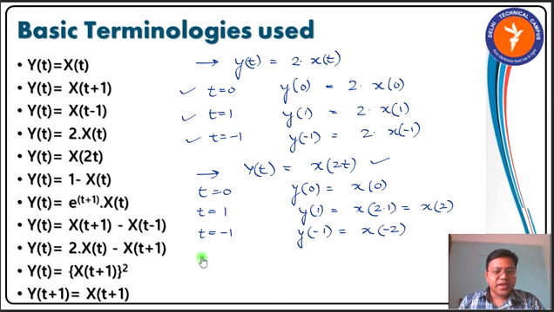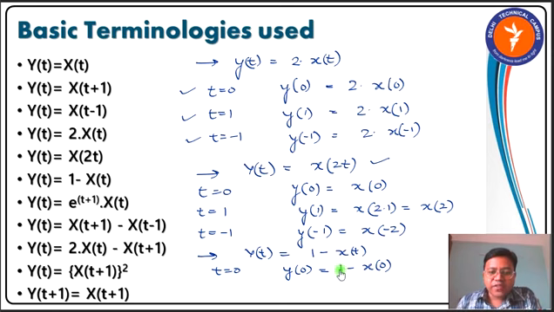Let us consider another example, which is y(t) equal to 1 minus x(t). So at t equal to 0, we have y(0) equal to 1 minus x(0). In this equation, we have this term 1, which is constant. That means it will not be varying with respect to time. So now the equation says that present output is dependent on present input.